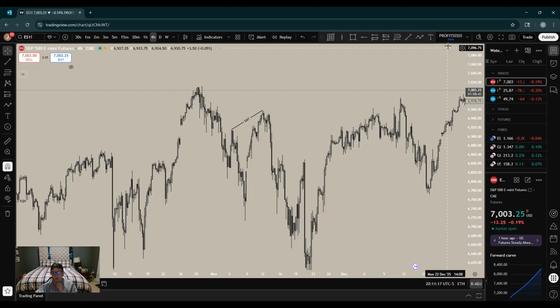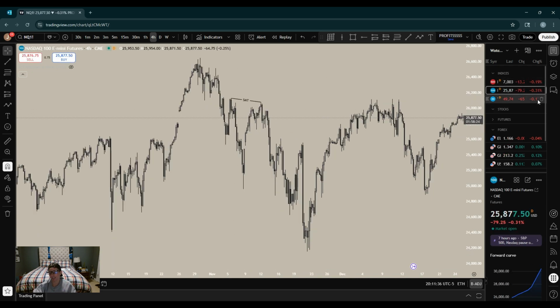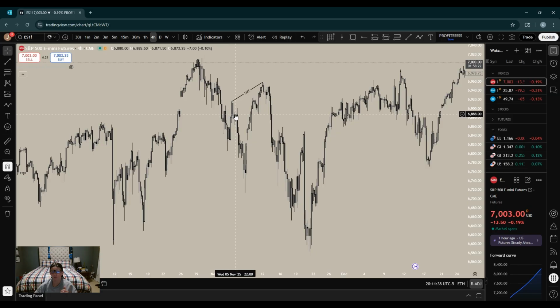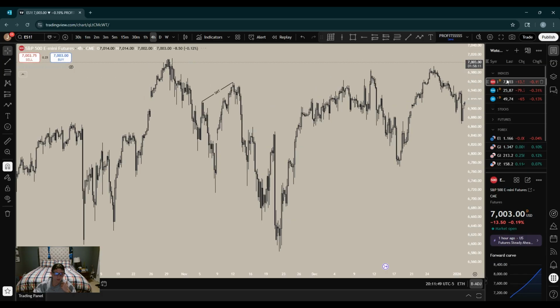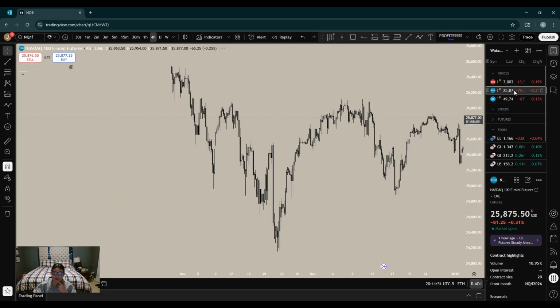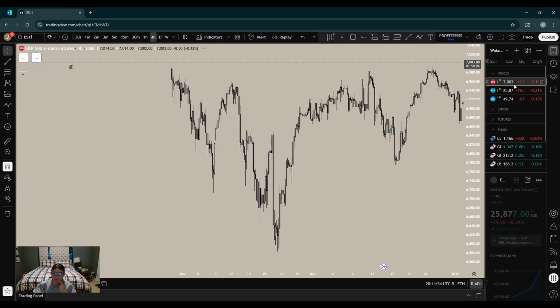So an SMT shows you the lagging pair and the non-lagging pair. The lagging pair in this case would be ES, the S&P 500. Why? Because this was the pair that actually took the high, and NQ does not, meaning it's the leading index. So the lagging one is always going to be the one that takes the high or the low. The leading index is going to be the one that does not take the high or the low and forms the SMT. Okay?